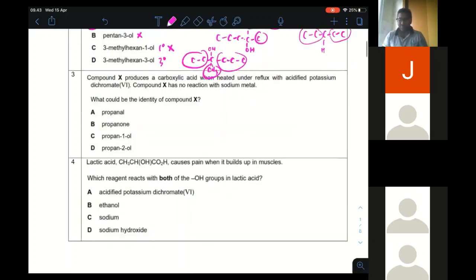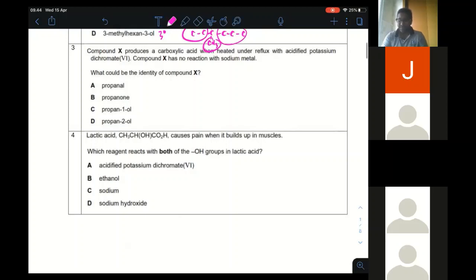Compound X produces carboxylic acid. So definitely it can be either a primary alcohol or an aldehyde, because after oxidation, when you heat it under reflux, they can give you the carboxylic acid. But they mentioned that compound X has no reaction with sodium metal. Now, which one of these two doesn't react with sodium metal?